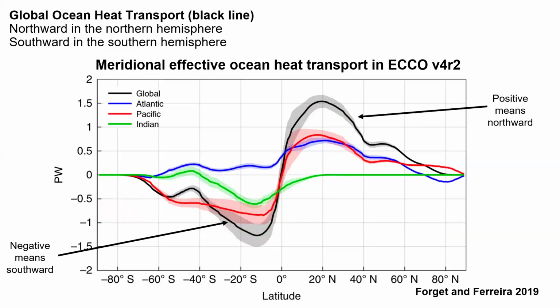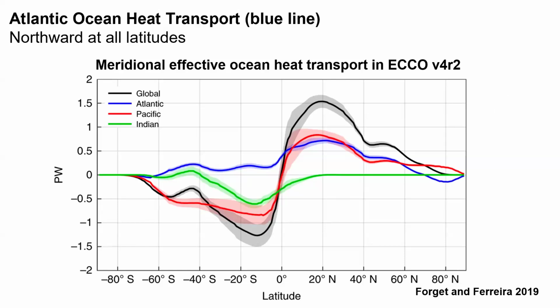And this makes total sense, right? We receive more sun near the equator, and so the ocean is transporting heat away from the equator. Great. But what we notice is the blue line, which is the Atlantic heat transport. It is positive everywhere, and that means that heat is transported northward everywhere in the Atlantic Ocean.